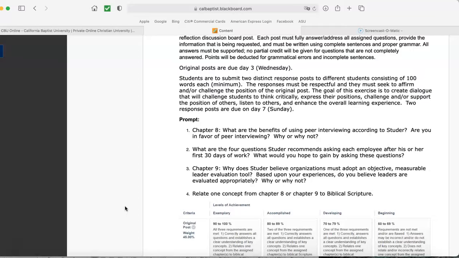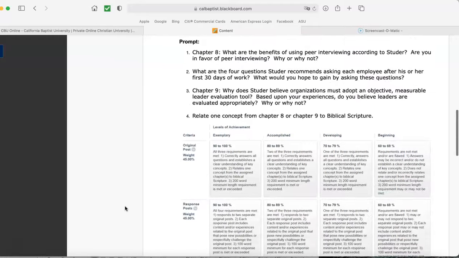And then chapter 9, why does Studer believe organizations must adopt an objective, measurable leader evaluation tool? Based upon your experiences, do you believe leaders are evaluated appropriately? Why or why not? And then relate one concept from chapter 8 or chapter 9 to biblical scripture.